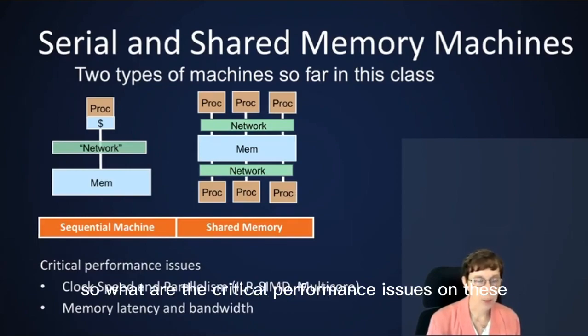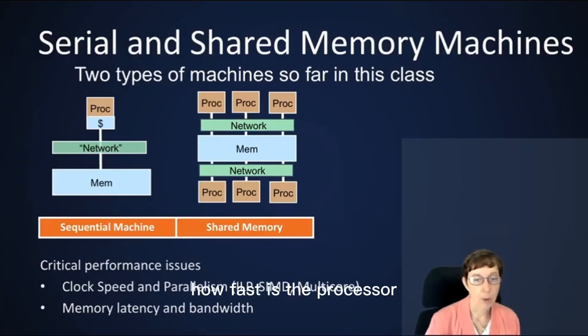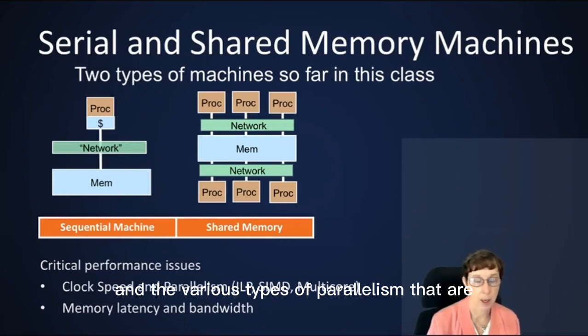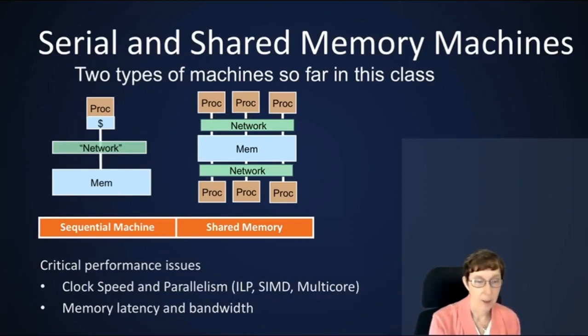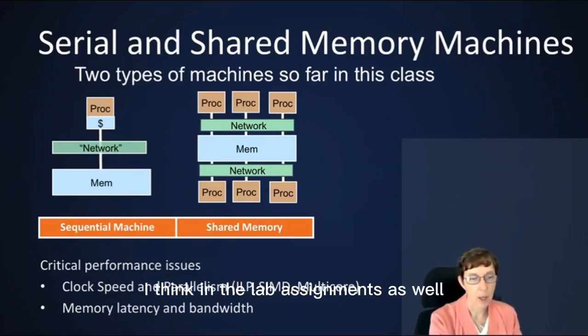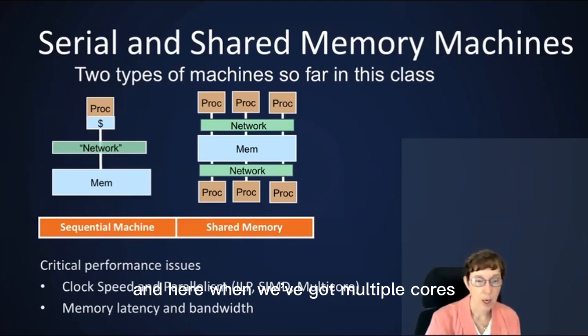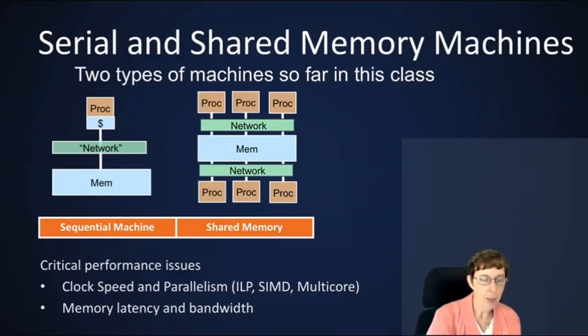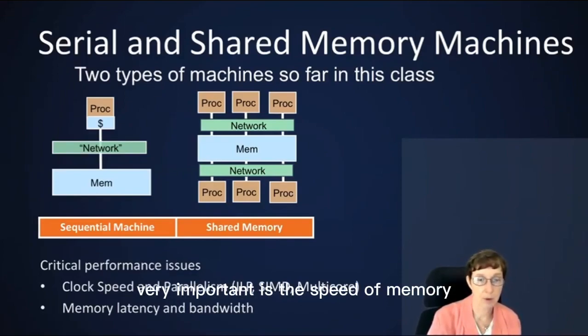So what are the critical performance issues on these? Well, the 2 critical pieces of information are how fast is the processor, which we can calculate by looking at the clock speed and the various types of parallelism that are on the processor, which you did in the quiz, and you looked at in various labs, and I think in the lab assignment as well. So you can multiply those together and figure out what is the speed of the processor. And here, when we've got multiple cores, we can also multiply by the number of cores, which I guess you also did in the quiz. But the second thing that we know is very important is the speed of memory.